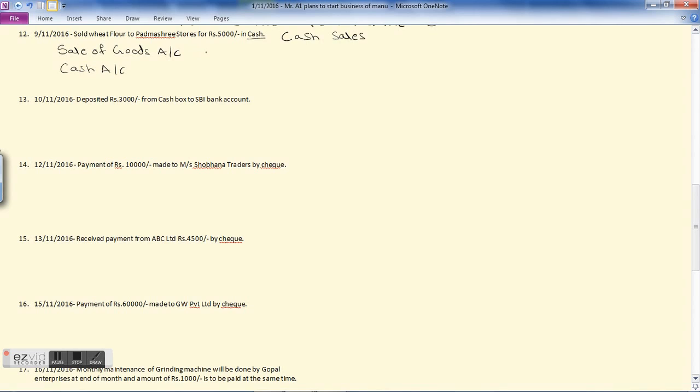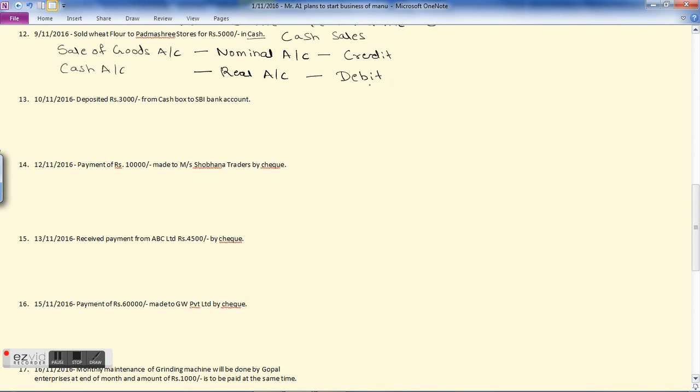So what is the nature of account? Nature of account is a nominal account. Cash account is an asset, so nature of account is real account. What is the rule for nominal account? Debit all expenses and losses, credit all incomes and gains. So we will credit it. Then what is the rule for real account? Debit what comes in, credit what goes out. Here cash is coming in, so we will debit.